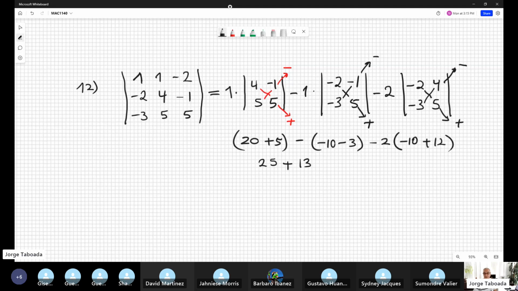We have here two positives, but we are going to multiply by -2 outside, giving -4. Now you have 34, because 25 plus 13 is 38. 38 minus 4 is 34. That's the answer. Is this idea correct? Everyone follow me or no?